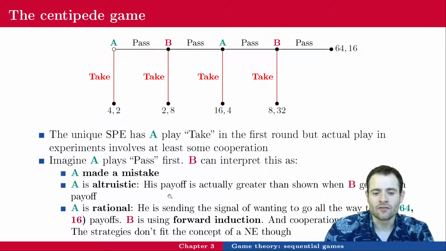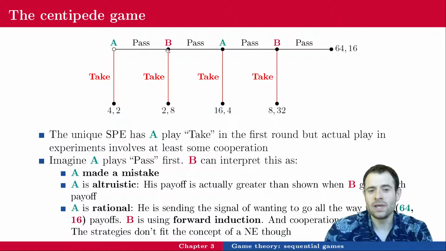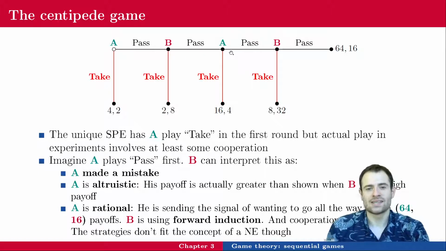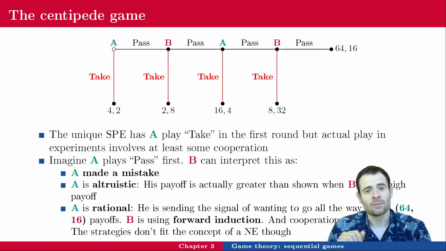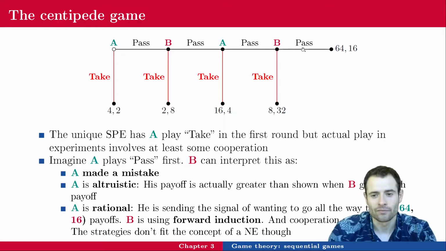So B might use forward induction and think, oh, I could take now and end with 8, but if A passed in the first place, maybe he intends to cooperate all the way so that we can maximize our payoffs. And then B could pass. And if B passes as well, then A can interpret this as, ooh, he is playing my game. We are in it together. We are cooperating. We're not even talking to each other. And then he might pass again.